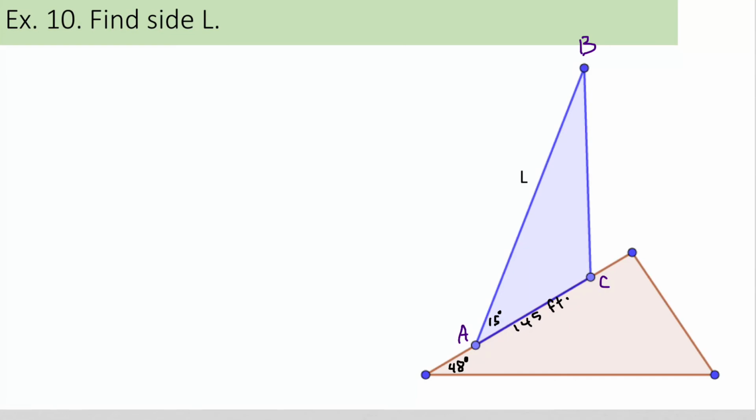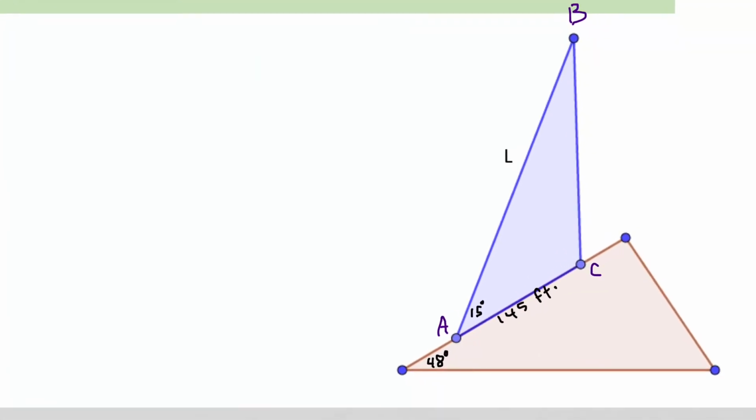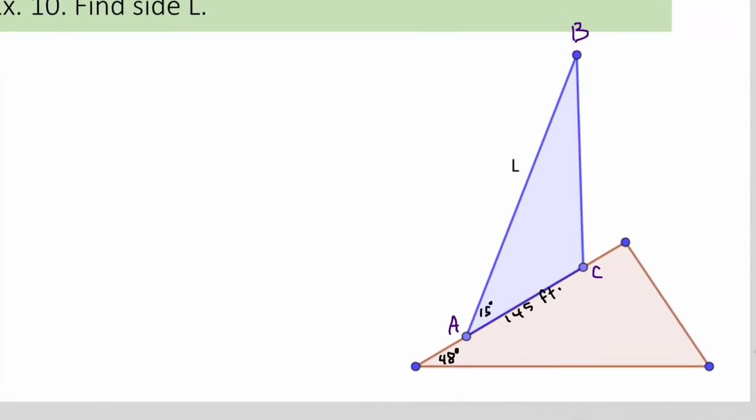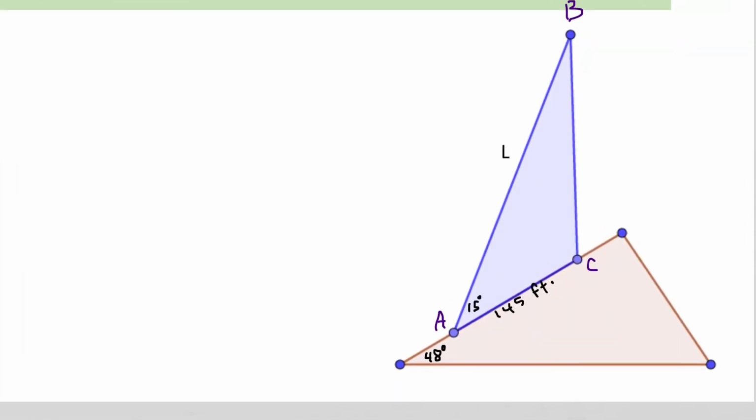All right, here's the last problem I'm going to do. Sometimes you'll see a strange looking problem, just a mishmash of various triangles, like you might see something like this. I'm asked to find side L here. I've got 2 oblique triangles here, and this slope right here is shared by both of these 2 triangles.